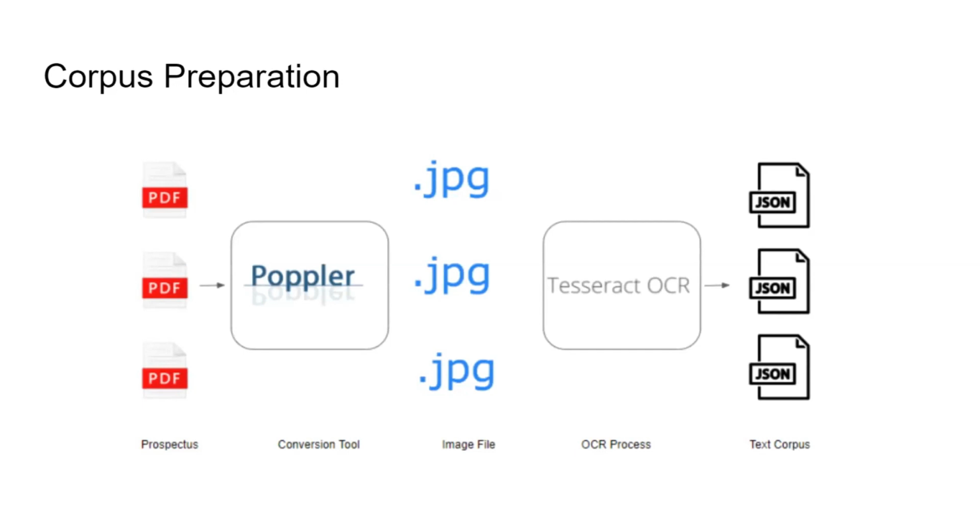From the prospectus, corpus preparation was pretty easy. We had PDFs, and using a tool called Poppler, we converted those PDFs into JPEG images. Then we used Tesseract, an open-source OCR, and aggregated different JSON files. So all these PDFs are converted into text, and this text is fed into our RoBERTa-based language model for the sentence transformers.